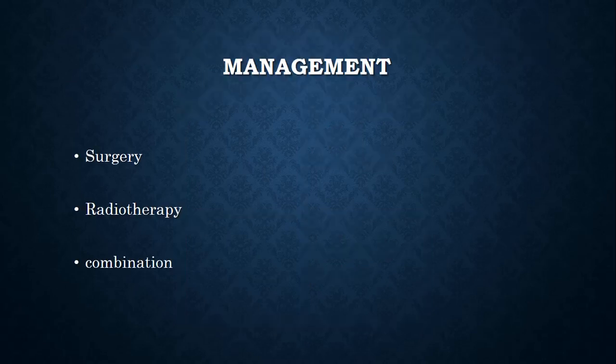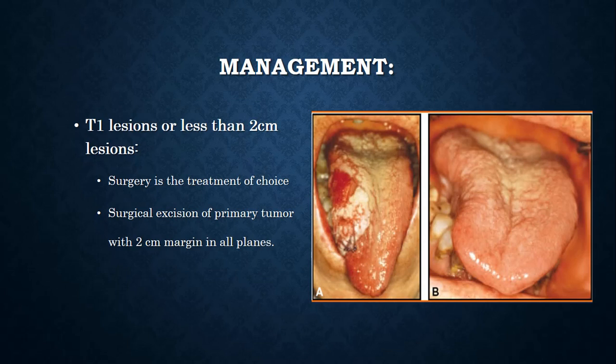In the management of carcinoma tongue, the options are surgery, radiotherapy, or a combination of both, depending upon the patient presentation. If the patient presented early with a T1 lesion that's less than 2 cm in size, surgery is the primary treatment modality. So surgical excision of the primary tumor should be performed with 2 cm margins in all planes.